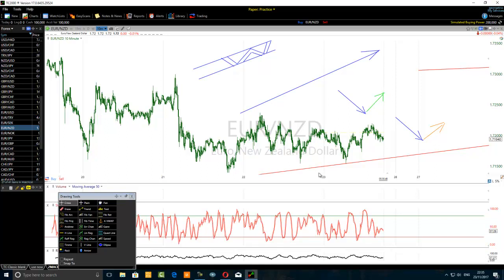Alright, traders, what we are talking about is that we are going to use 3 time frames.